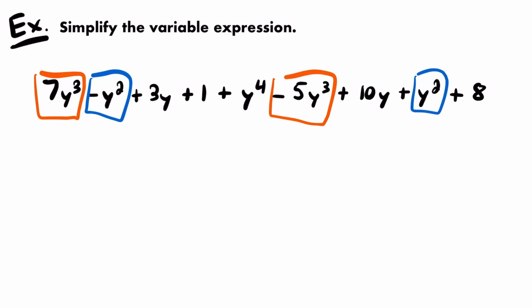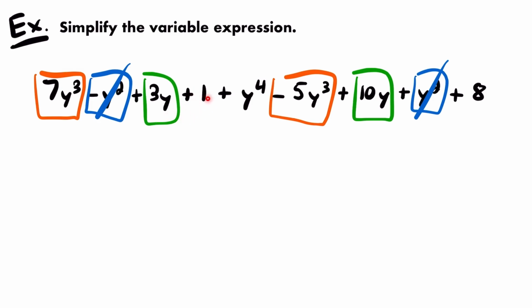So in fact, let's just take care of that right now. Those are going to cancel out to become 0. And then moving on to the next term here, we have 3y. Let's look for other terms that involve just y raised to the first power. So looking through these terms, there we go, 10y. That is a like term with 3y. They have the same variable part. So I'll make a note of that here. 3y and 10y are like terms.